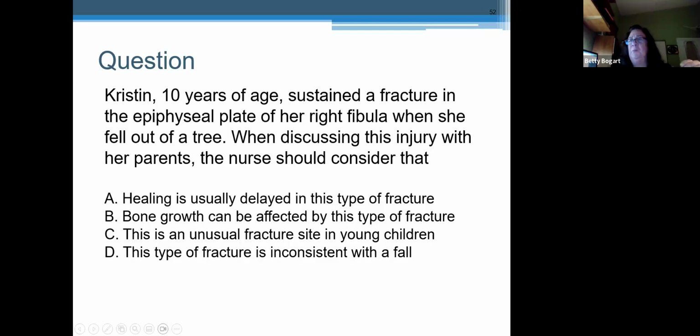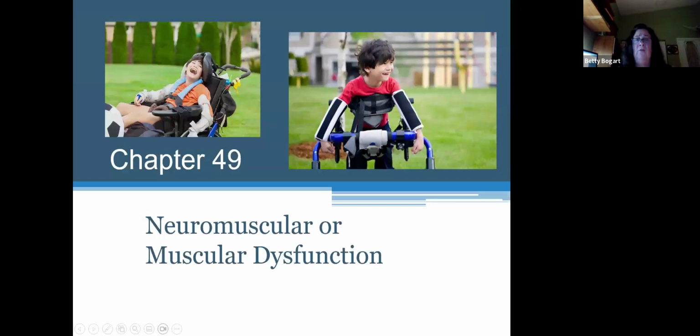Absolutely. The epiphyseal plate is the growth plate. Excellent, Augustina. Thank you so much. Remember, epiphyseal plate fractures could have open reduction, internal fixation, because we worry about the arm, the leg being crooked, and then the growth. Very good.